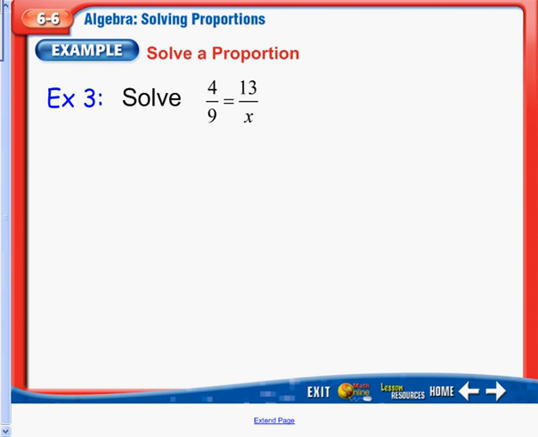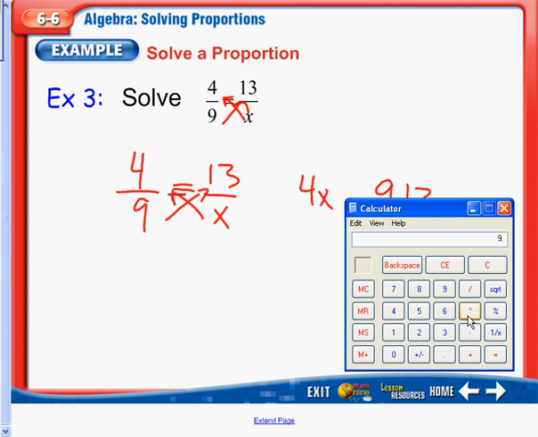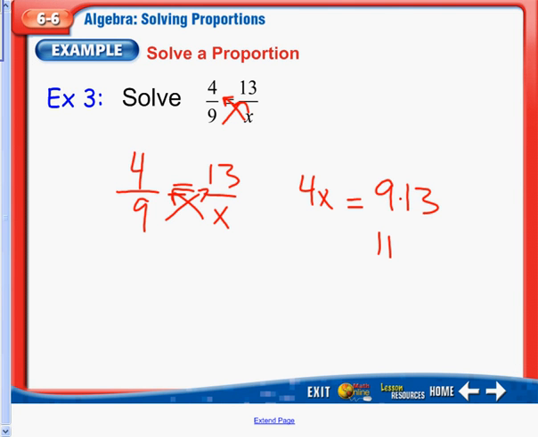Example 3, we're now solving a proportion. They're telling us 4/9 is equal to 13 over some value. So again, we're going to cross multiply here. I'm going to rewrite the problem. This is what you'll do in your homework. I'll draw my cross multiply. So now I have 4x equals 9 times 13. 9 times 13, again you can use your calculator, gives us 117. So now I have 117 equals 4x.